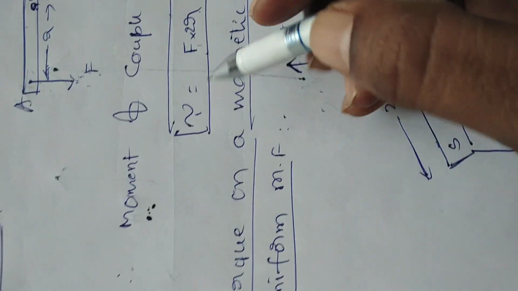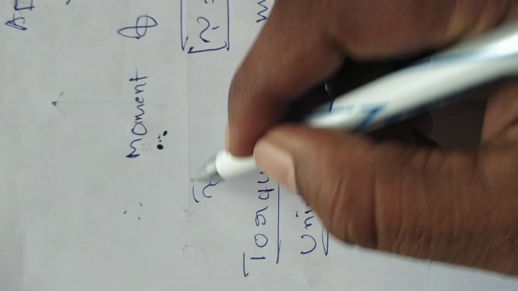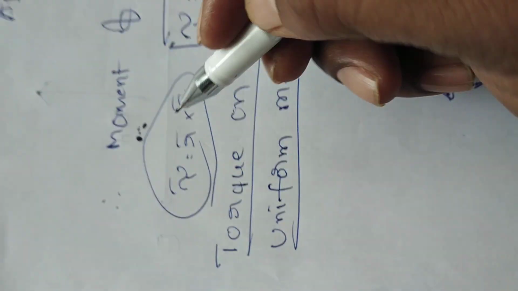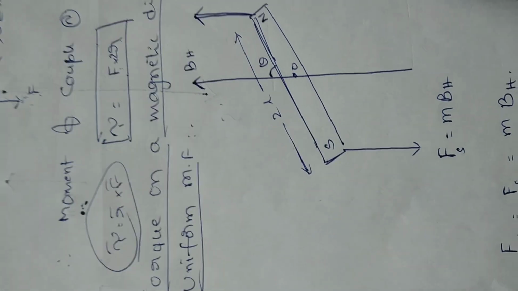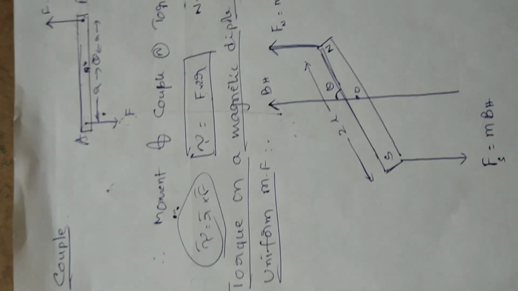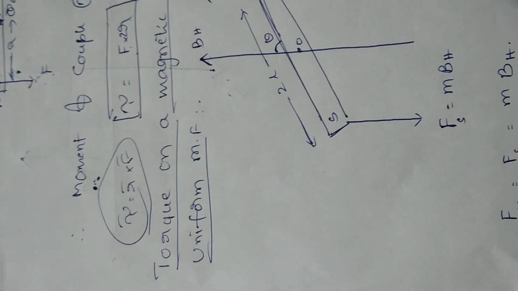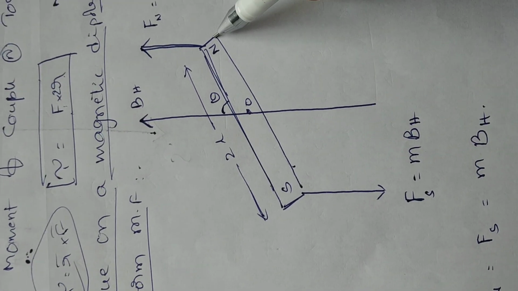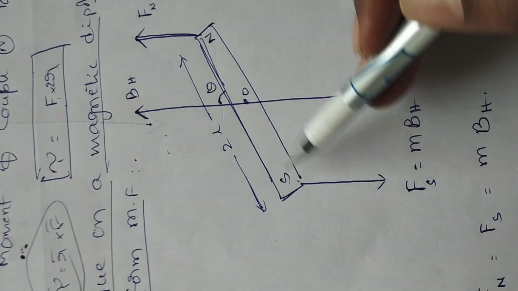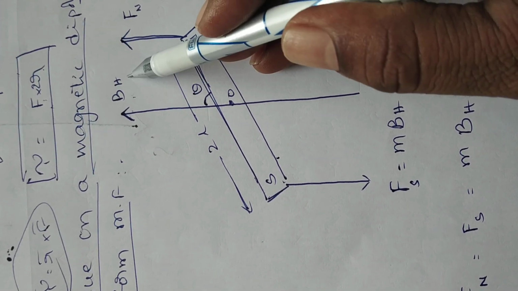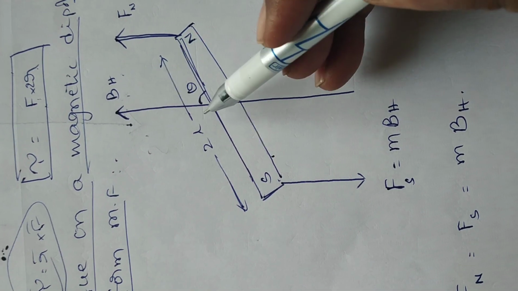And what is the vector form of torque? Torque tau bar is equal to, in general, r bar cross F bar. Torque is a vector quantity, r bar cross F bar. Right. But in our chapter, this is a magnet. When the magnet is suspended freely in the uniform Earth's magnetic field BH, this is the uniform Earth magnetic field.